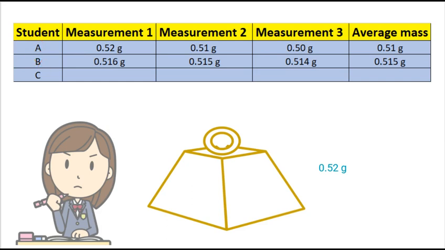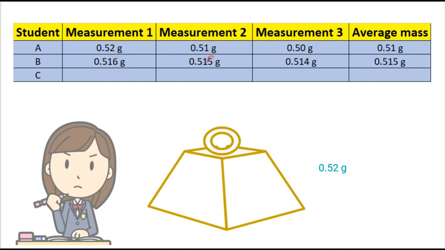Now let's look at the precision. When she measured the first time, she got 0.516 grams. When she measured the second time, she got 0.515 grams. So they are approximately the same. Can you see only the difference in this value? Here she got 5 whereas here she got 6. The difference of 0.001. Fine.